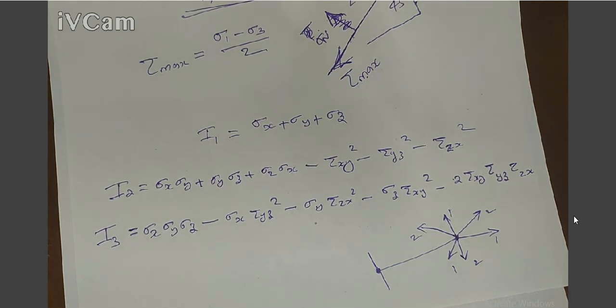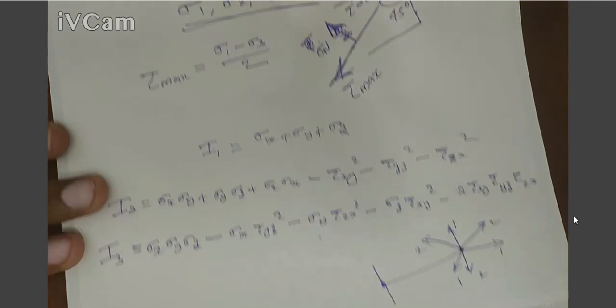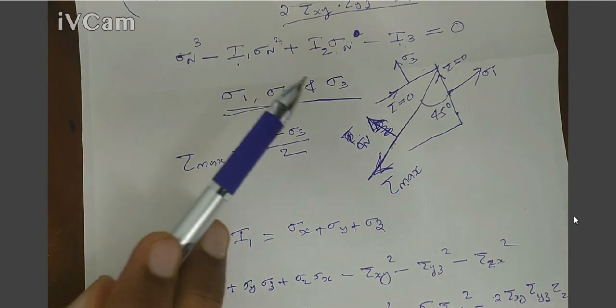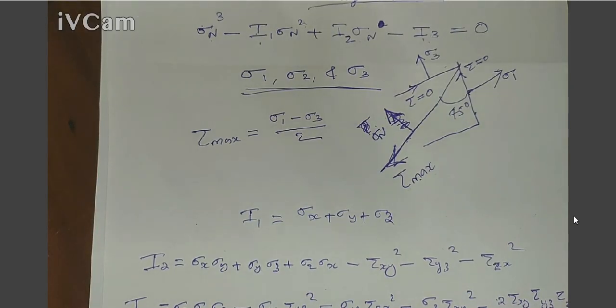Important characteristic of this principal plane is that on that plane the shear stress value will be zero. And for this point there are 3 principal stress values. One is the maximum, major principal stress sigma 1, sigma 3 is the minimum principal stress, and the third one is sigma 2, that is the second largest normal stress or principal stress.